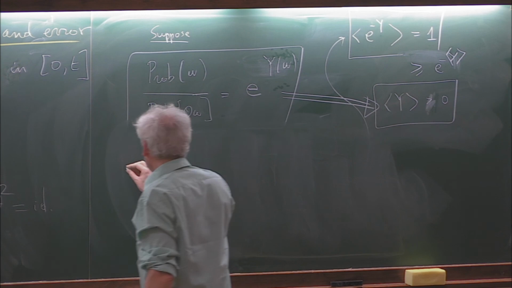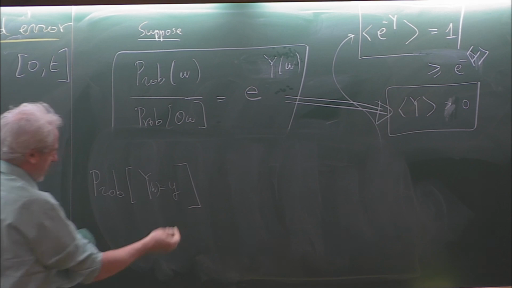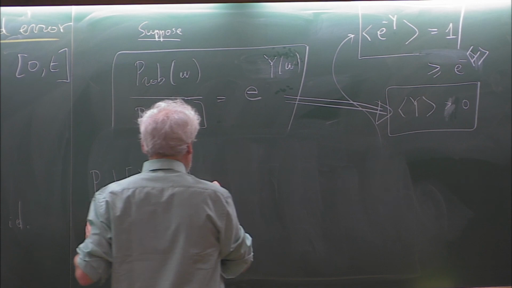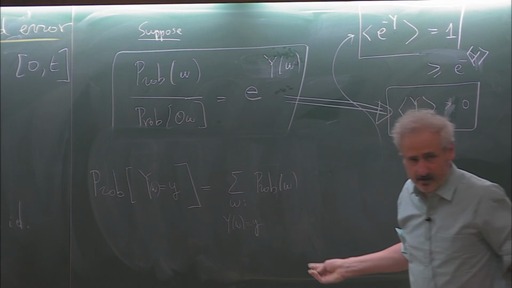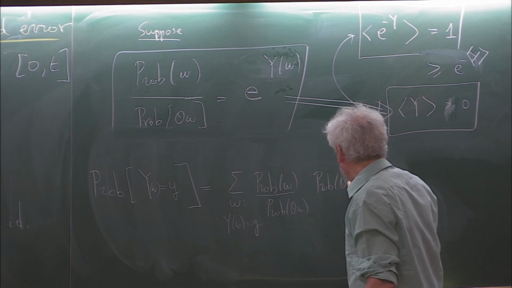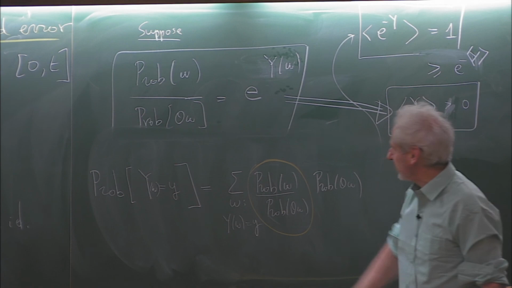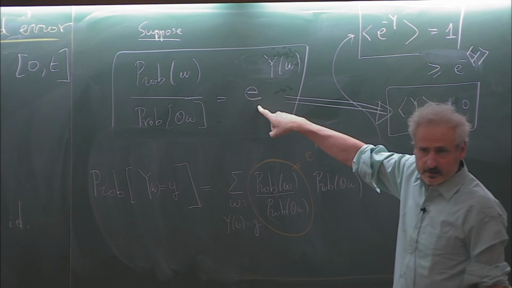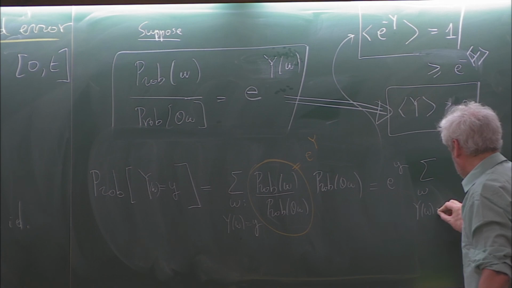But let me try to compute the probability that this capital Y is equal to some small y. So this is a function of omega. What's the probability that it is equal to some small y? Well, clearly, this is the sum over all the omega of the probability of omega, but such omega that Y of omega is equal to y, right? So now let me divide this by the probability of theta omega and multiply with the probability of theta omega. I can do that, no? This is nothing, multiplying and dividing. But this ratio of the probability of omega divided by the probability of theta omega is exactly e to the power y, from here. So what do I get? Since Y is equal to y, I get e to the power small y times the sum over all the omega, Y of omega equal to y, of the probability of theta omega.